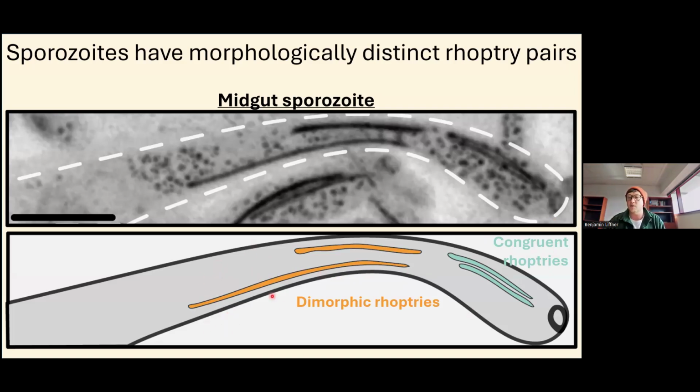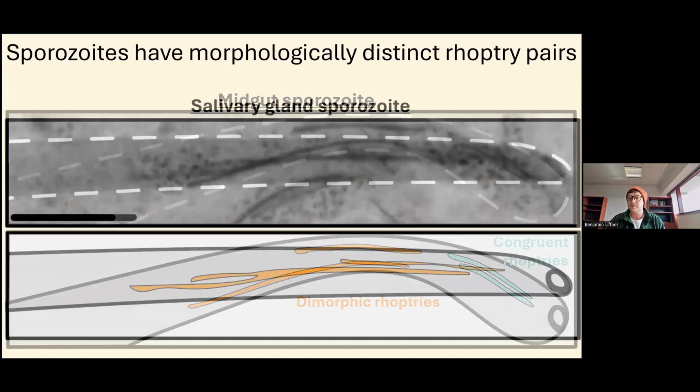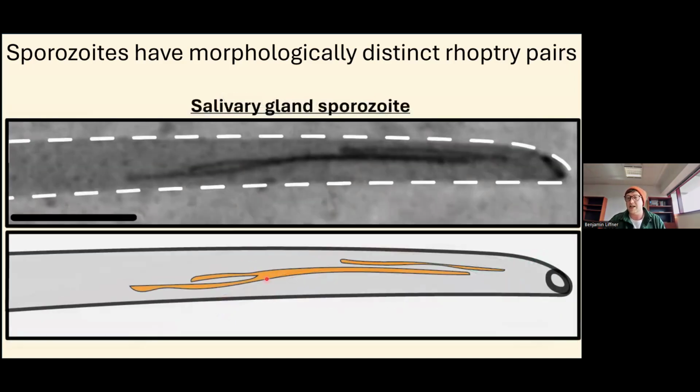But this is in the midgut. What does it look like in the salivary gland? Well, when we looked at salivary gland sporozoites, we saw something very striking, which is that we know they only have 2 rhoptries, a single pair. It's now typically at the apical end, but when we measure them, the longest one is again 40% longer. And this led us to conclude that this rhoptry pair is likely the dimorphic pair that we had measured in the midgut sporozoites.